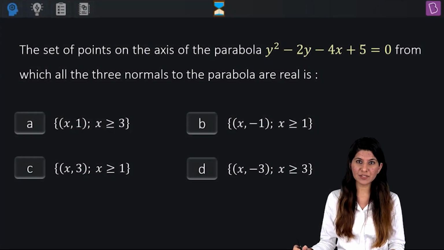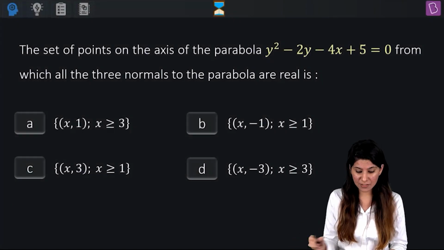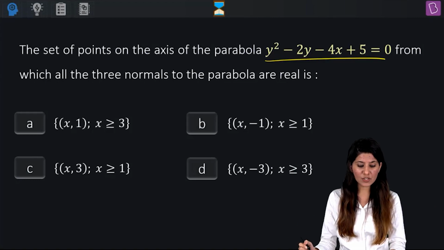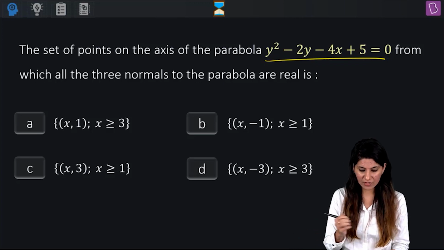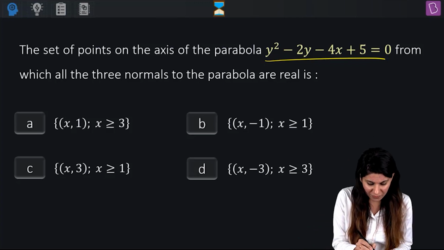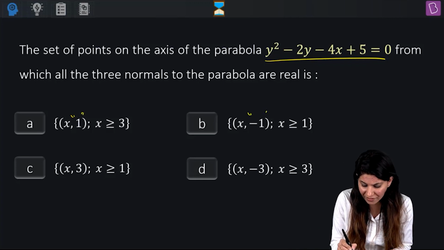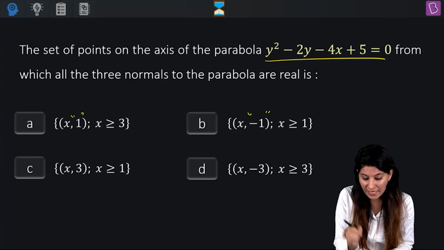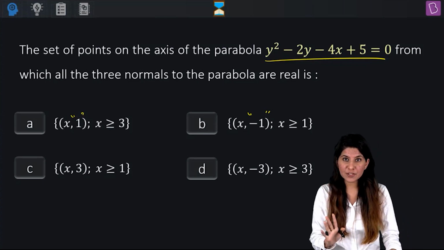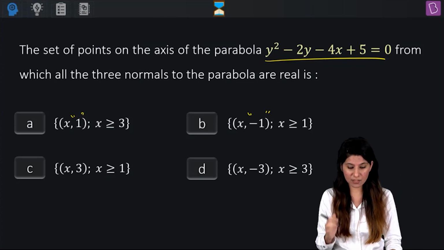In this question, we need to figure out the set of points on the axis of this parabola from which all the 3 normals to the parabola are real. So basically, as we can see the options over here, the y coordinate of the option is very specific. And it is given that the points are lying on the axis of the parabola. So first of all, we need to understand what is the axis of this parabola.